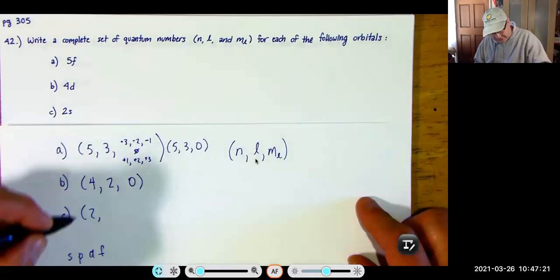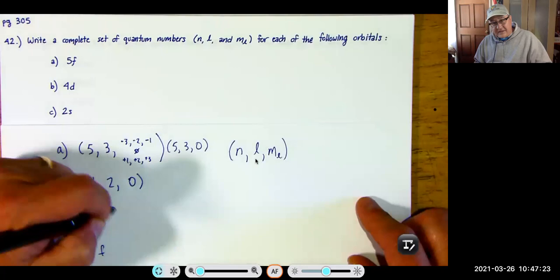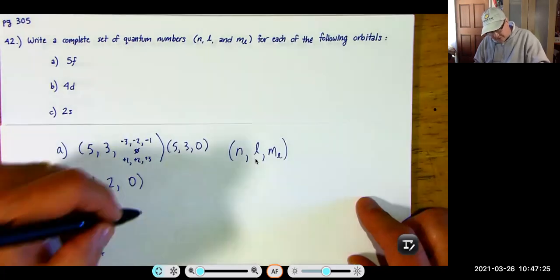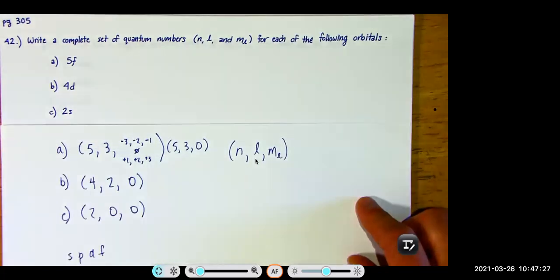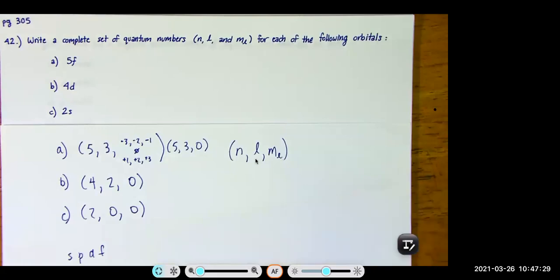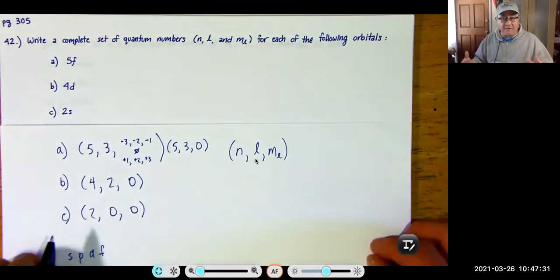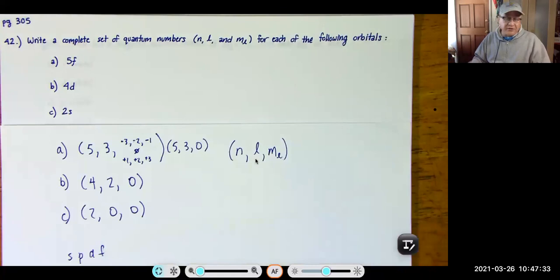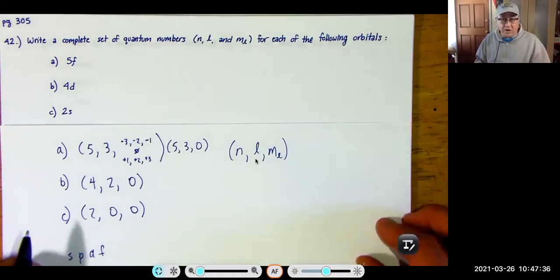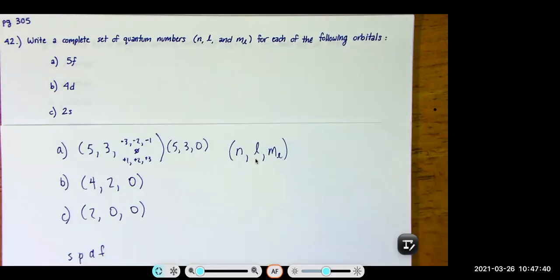Okay, S is 0, right? And for this one, it has to be a 0, doesn't it? Yeah. You have no choice. But again, 0 is the hero. It's kind of your fallback: if you get to choose an M sub L, choose 0. Hard to go wrong with that. Okay, any questions about this one? No.